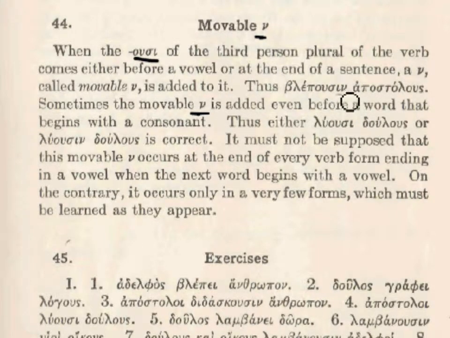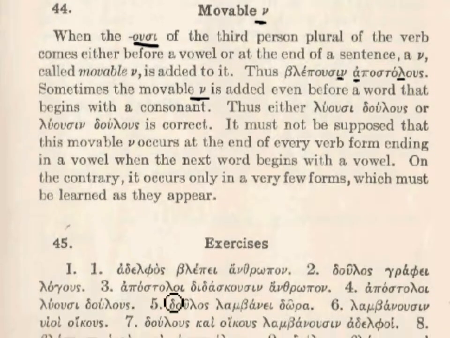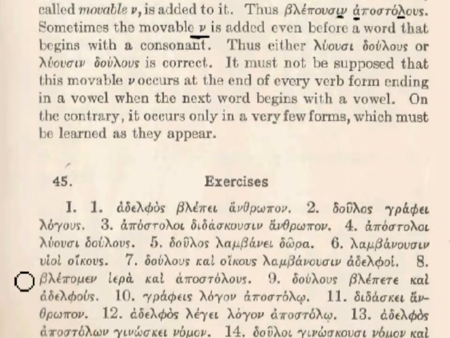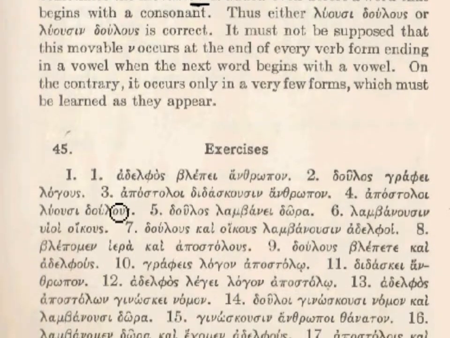So just keep your eye open. You'll notice that movable nu shows up occasionally when it's preceding a word that starts with a vowel. All right, well, let's go ahead and take a look at the exercises. I'll do the first three of each set. So here we have the first of the exercises.